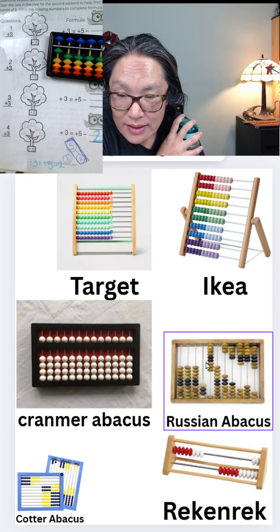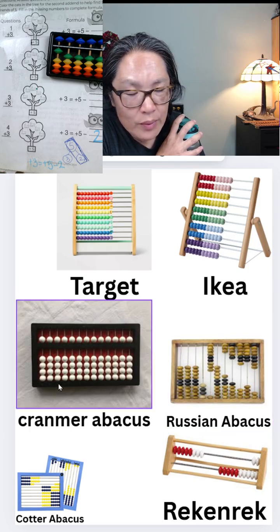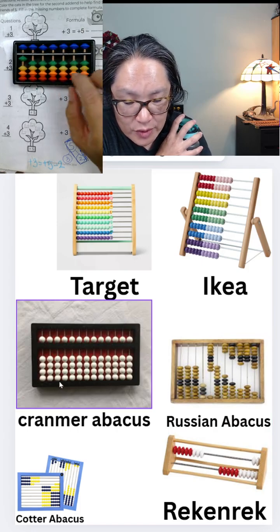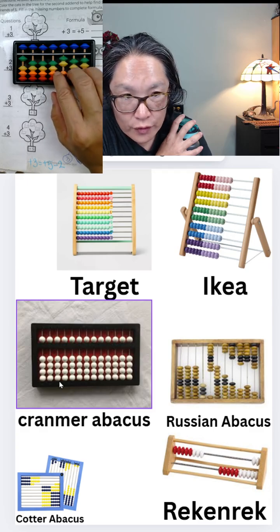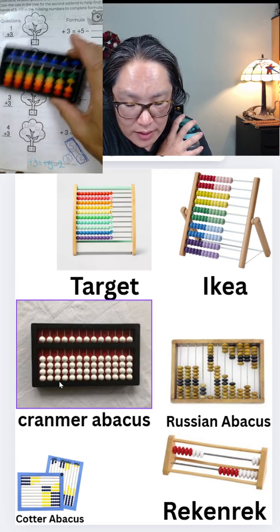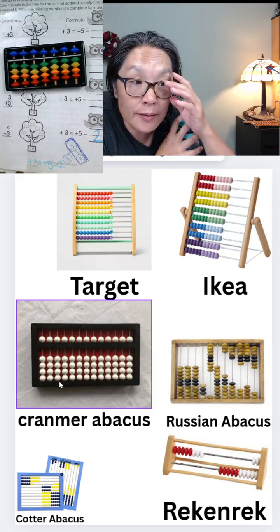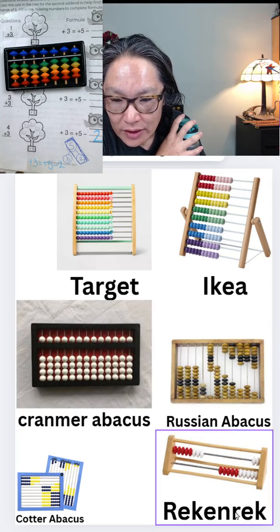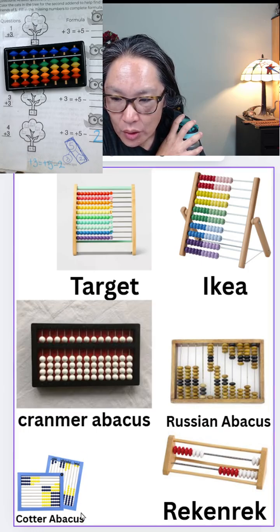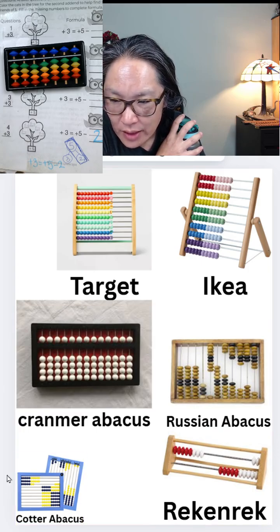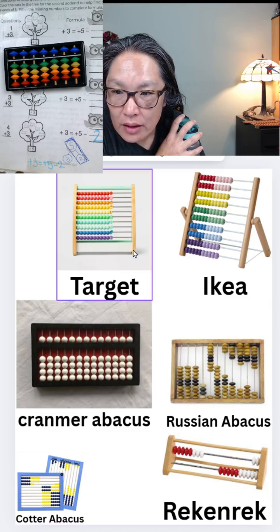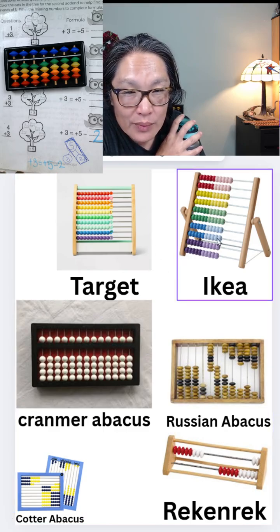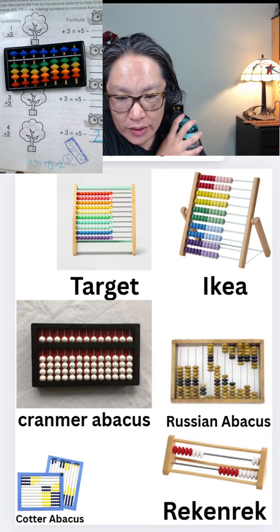This is a Russian abacus. This is a Kramer abacus. A Kramer abacus is meant for people who are blind, and the difference is that it's a little bit stiffer to move. This one is very easy to move. And then this one is a Dutch abacus. It's called a Reckonrec, and then this one's called a Coder abacus, which is probably from Right Start. I don't know how to do these abacus. It's kind of similar, like there's a 1-to-1, but other than that, that's all I know.